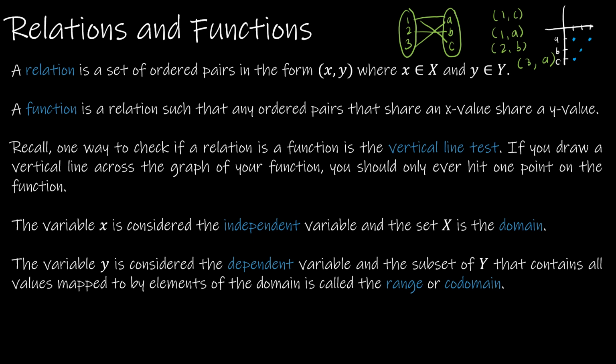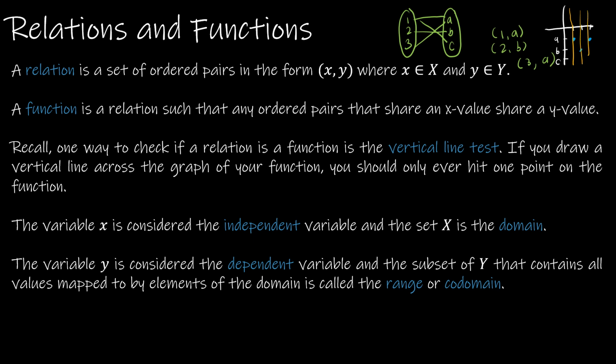Now, if I were to draw a vertical line, notice I would hit 2 points. The vertical line test says if it's a function, you should only ever hit 1 point. So when I took away one of those points, now as you can see, if I draw a vertical line, I just hit 1 point anytime.